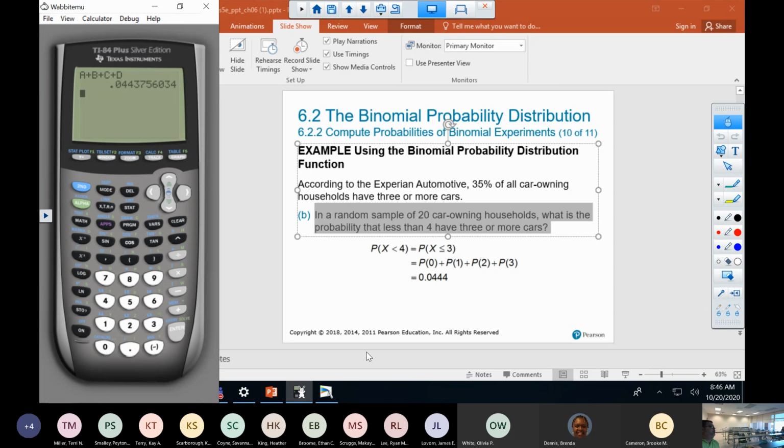Ding! 0.0444. Now that's the hard way to do it. Now I'm going to show you the easy way to do it.